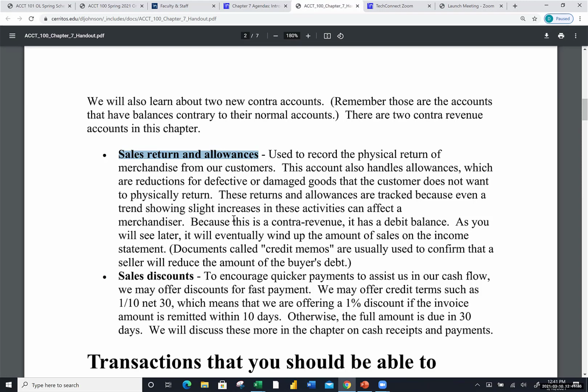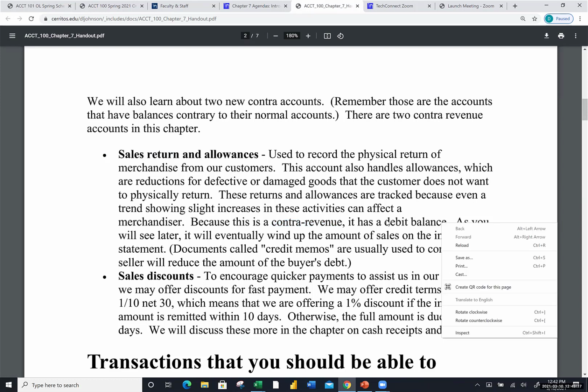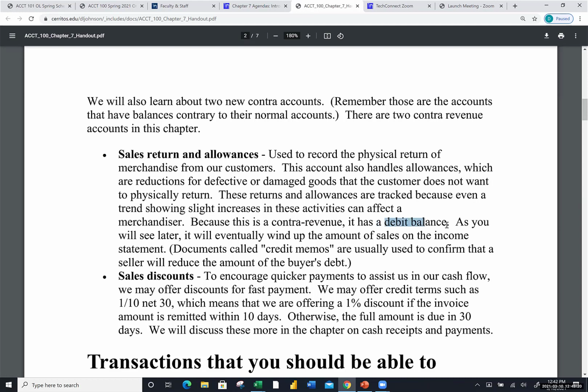I could take it back to Target and say, guys, I bought this for full price. It has a crack in the top. And they might say, okay, go ahead and keep the cup, but we'll give you $5 back. That's an allowance, where you don't physically return the good, but you offer the customer a discount because something is defective. Okay, so this is a brand new account. We're going to use it today. Because it's a contra revenue, remember what that means, contrary to the normal revenue. It has a debit balance, and it will also show up on the income statement.